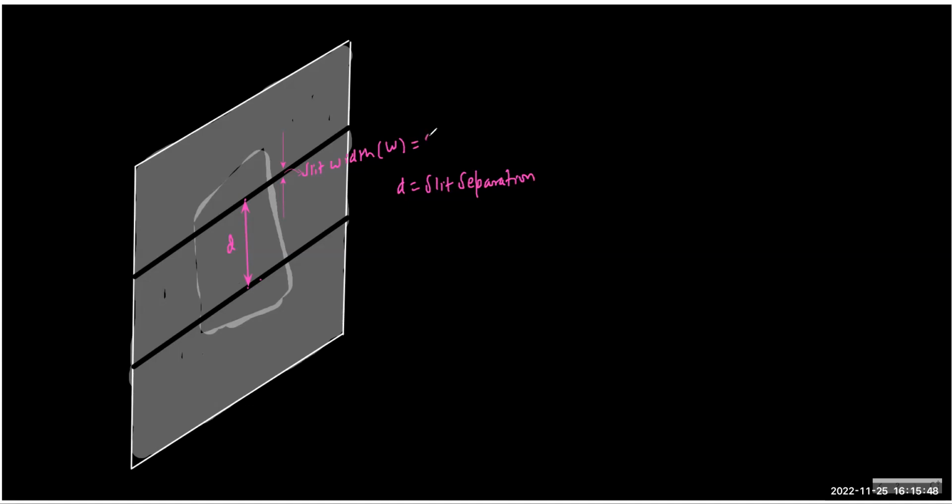So slit width sometimes we also write as A. In YDSE, D is much bigger than A. So slit separation is going to be much bigger than A. The A will be in the wavelength range, so it will be lambda, maybe lambda or 2 lambda or 0.5 lambda. But the D will be like 10 lambda. So it's much bigger, 10 times, 100 times. So on paper, we never draw something like this. We only draw lines.